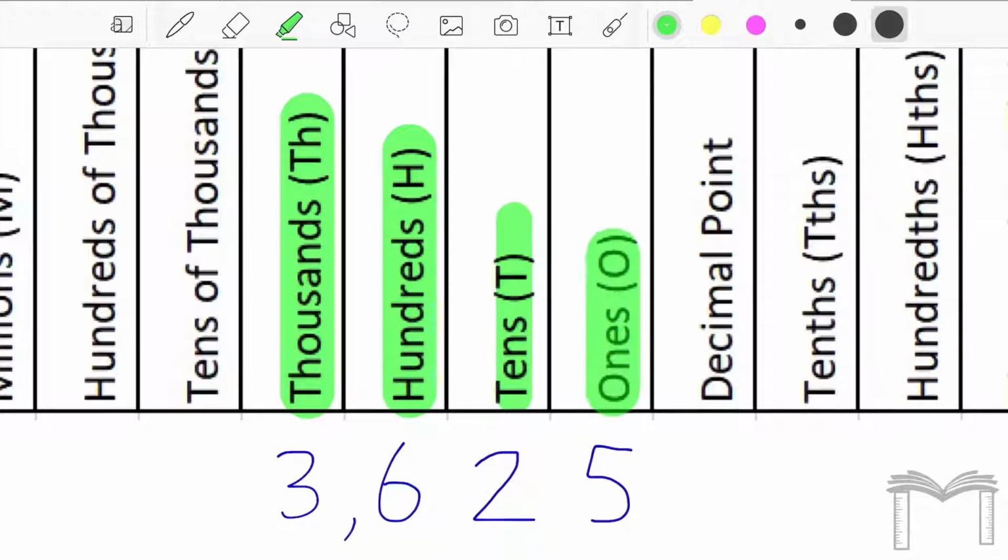And we can see the abbreviations. For the ones column, we can abbreviate that to capital O. For the tens, we can abbreviate that to capital T. For the hundreds, capital H, and for the thousands, capital T, comma H.